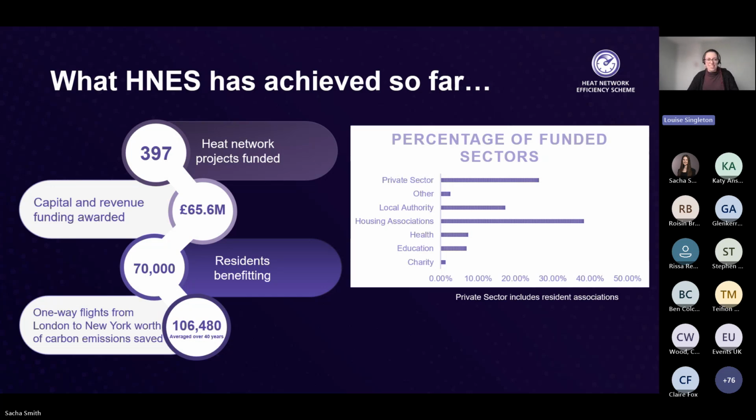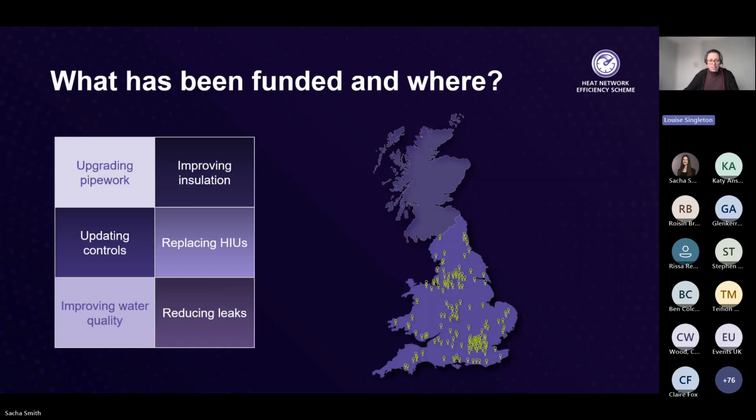On the next slide, just a few of the kind of measures that we've funded. So we've looked at things like improving and replacing pipe work, both in primary and secondary networks. Improving insulation, so again, that could be on pipe work, even in the energy centre. Looking at controls, so things around pumps or temperature controls, different things like that.